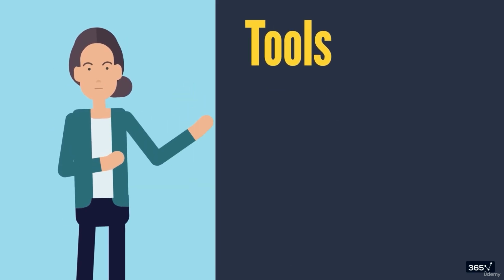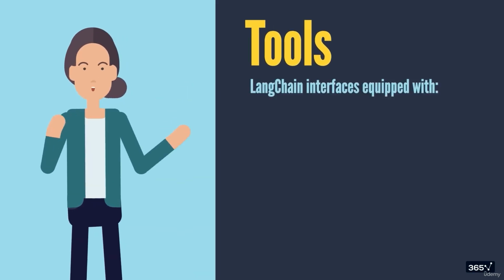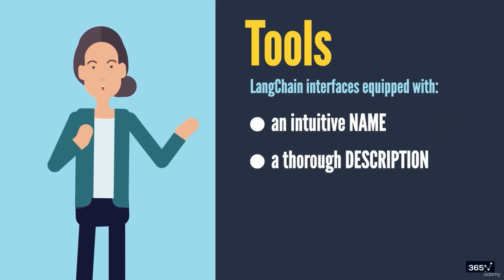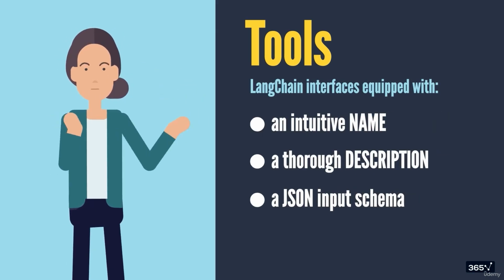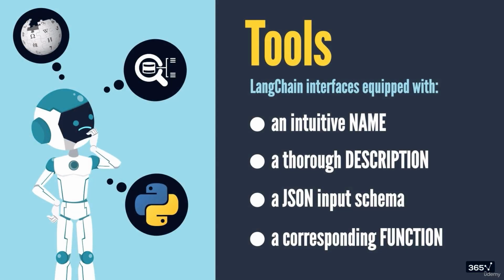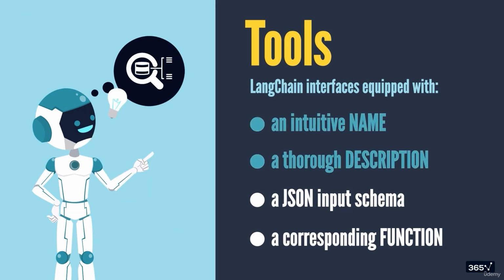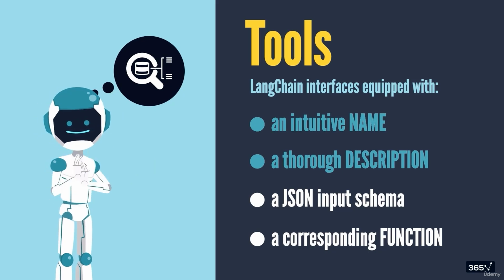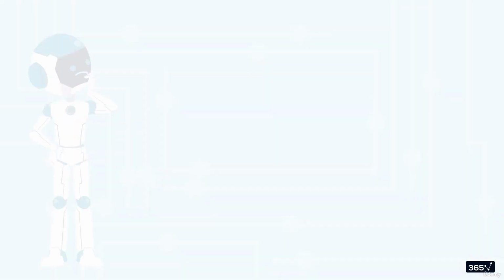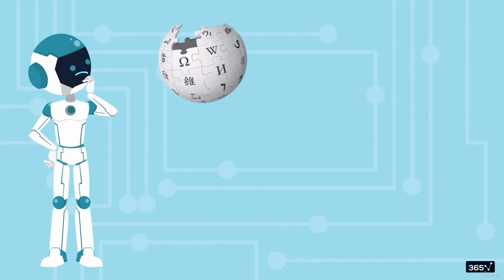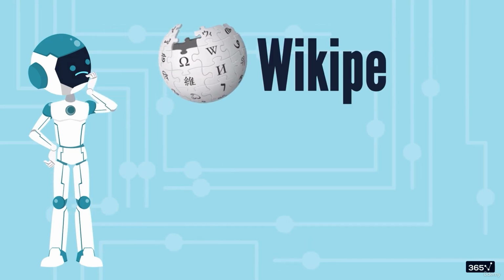Let's start with tools. Tools are LangChain interfaces, each equipped with an intuitive name, a thorough description, a JSON input schema, and a corresponding function. When an LLM chooses the appropriate tools for a task, it does so based on their name and description. This highlights the importance of writing these properties to convey the tool's purpose as precisely as possible. For example, a good name for the Wikipedia tool introduced earlier would be, well, Wikipedia.